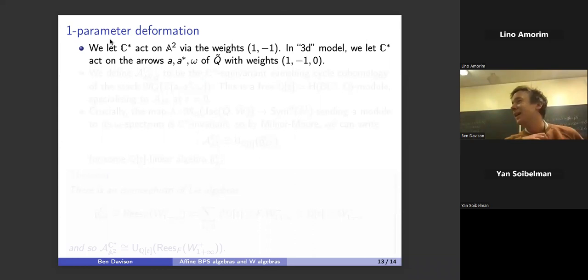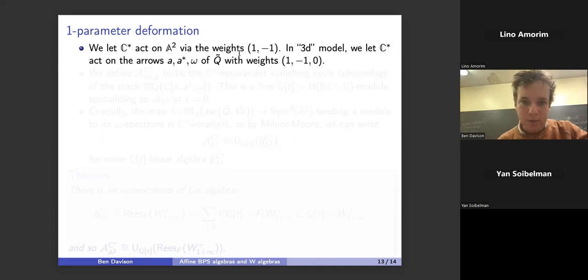Okay, so I promised you something about quantum groups. So in the last couple of minutes, let me speed you in that direction. There are a couple of copies of C star acting on A2, obviously, by scaling the two coordinates. But let's just start with a one-parameter deformation, acting on A2 with the weights 1, -1.